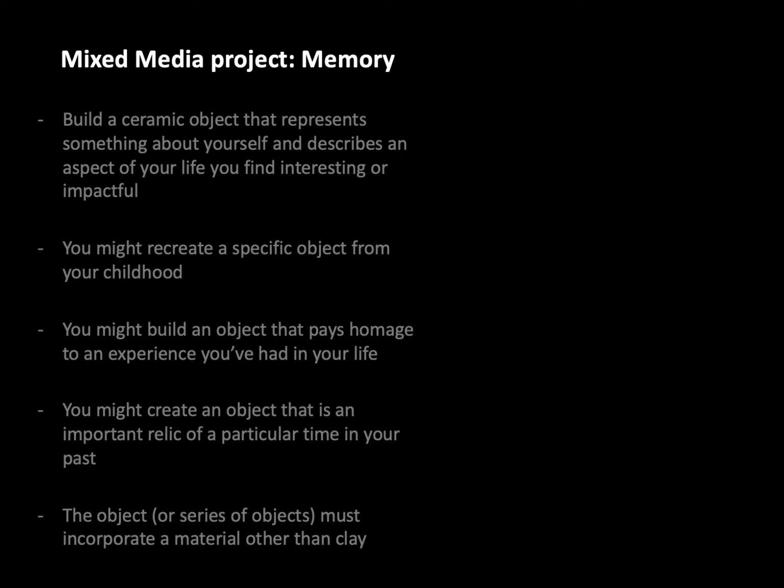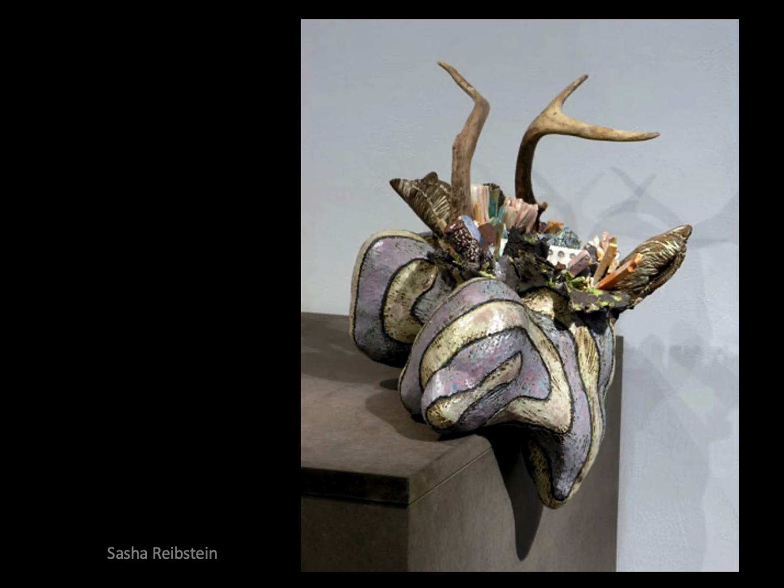And the object or the series of objects, it could be a collection of objects, for example, must incorporate another material other than clay. And that other material is completely up to you. And so it could be wood or metal or concrete or fabric or yarn. There's a lot. I'm going to show you a collection of images here, and you'll see that I'm thinking pretty broadly about this other material. And also, each object could include several different materials other than clay too. So it doesn't have to be all clay and just one other material. It could be found materials too.